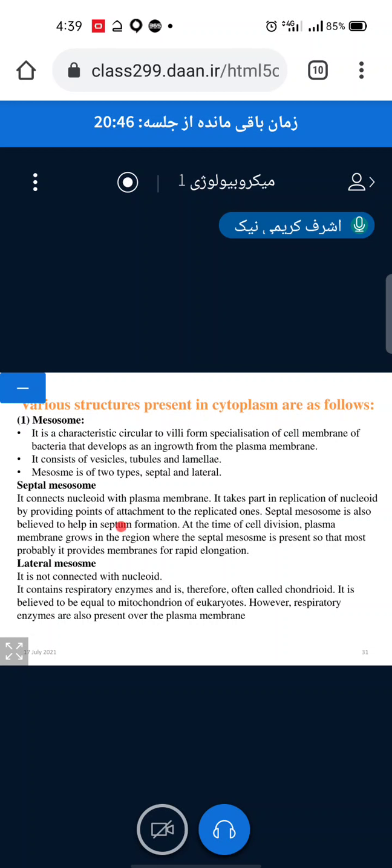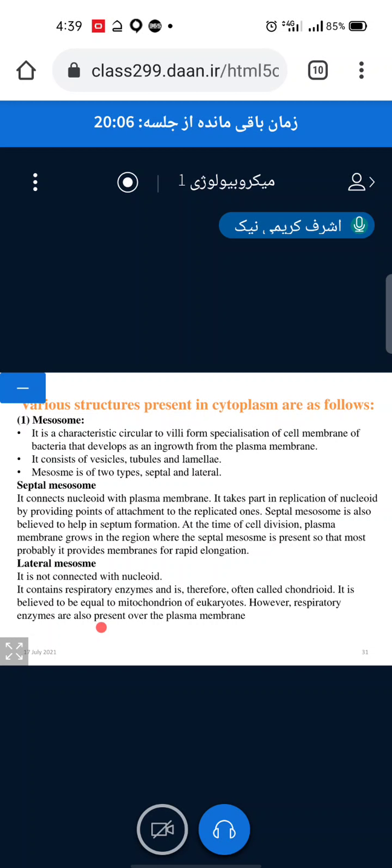Lateral mesosome is not connected with the nucleoid. Septal mesosome is connected to the nucleoid, but lateral mesosome, no. It contains respiratory enzymes, and it's important for metabolism. It is therefore often called chondrioid. It is believed to be equal to the mitochondrion of eukaryotes.